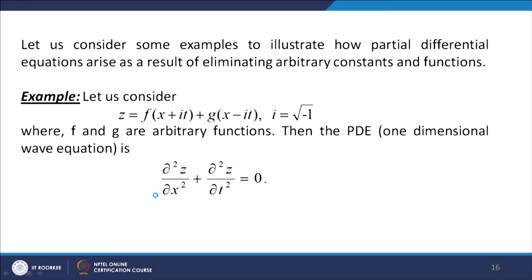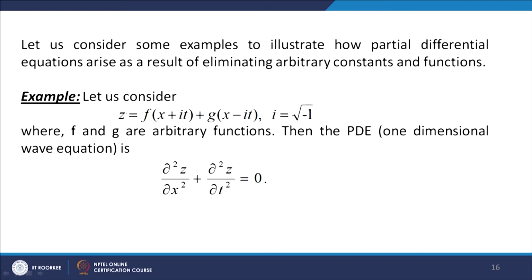Now, let us consider some examples to illustrate how partial differential equations arise as a result of eliminating arbitrary constants and functions. For example, let us consider z equal to f(x plus it) plus g(x minus it), where x and t are independent variables, z is a dependent variable, f and g are arbitrary functions, and i is iota, that is square root of minus 1. We have to form the partial differential equation by eliminating the arbitrary functions f and g here.